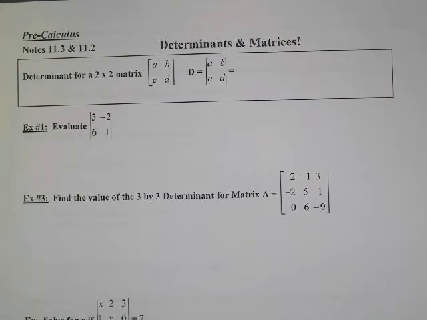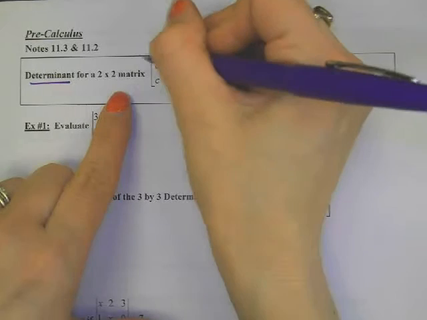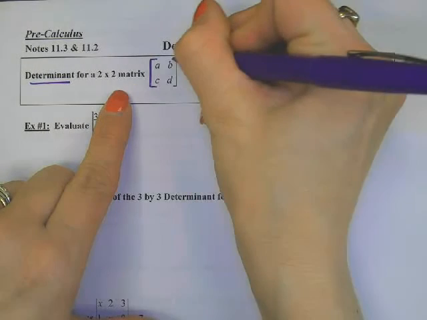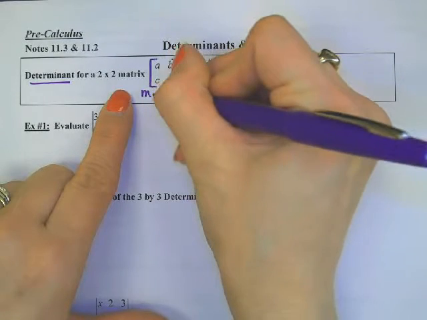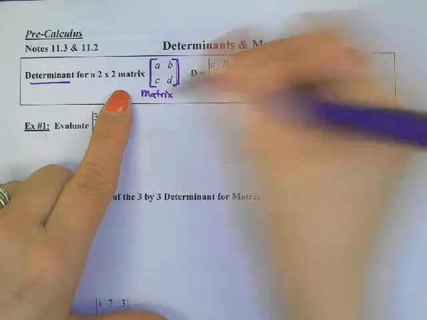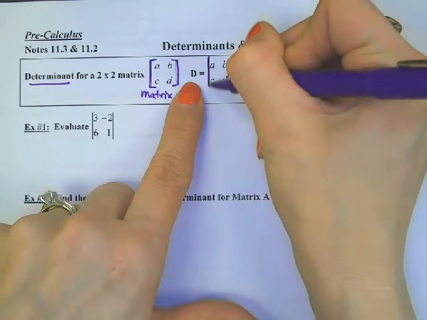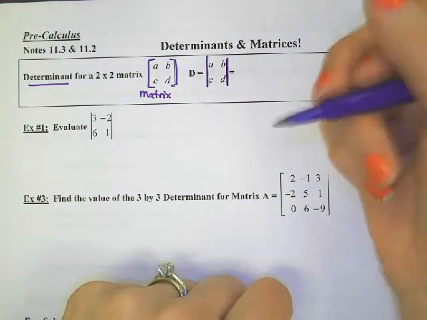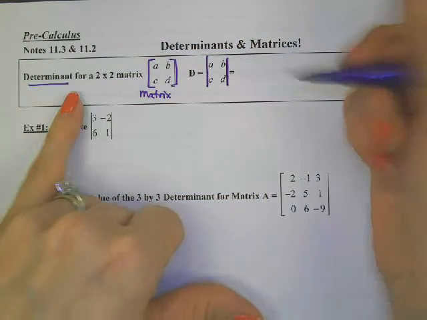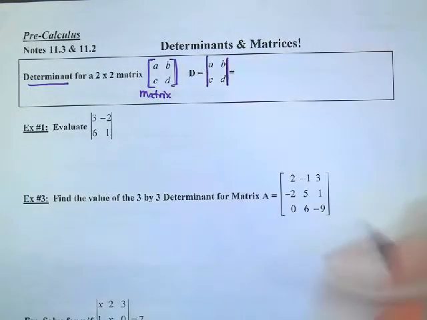So first of all, a determinant is a numerical value that represents the matrix. If you see these brackets like that, that means you're dealing with a matrix. The determinant right here, D stands for determinant. These bars right here mean they want you to find the determinant. So if it says find the determinant for this matrix, or it shows these bars, that means they want you to find the determinant value of that matrix.